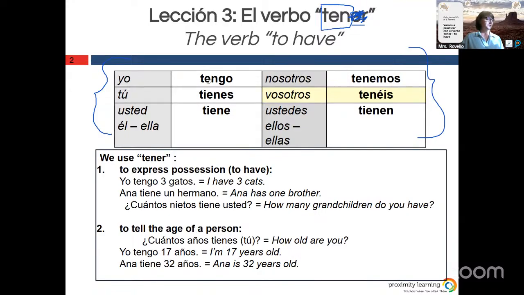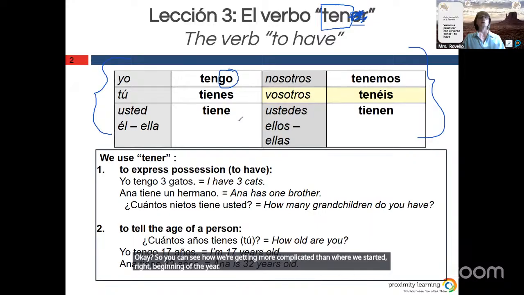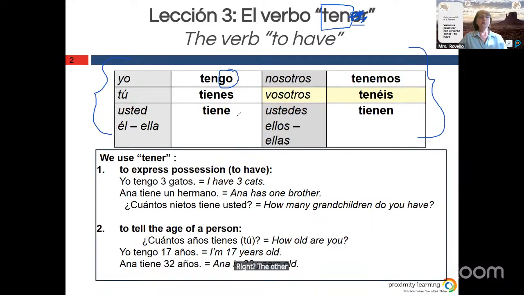Another thing, see, this gets interesting, is we're going to call these go verbs too, because we add this go onto the end of our yo form. Okay, so you can see how we're getting more complicated than where we started right at the beginning of the year, right?